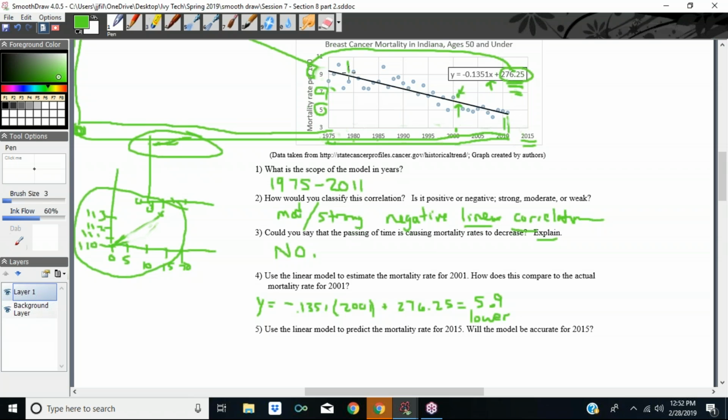If we looked at the value right here for 1979, and we put 1979 in the equation, we would get a higher value than the actual because the actual is lower than the line. And it says use the linear model to predict the rate for 2015, and will the model be accurate? So let's predict it for 2015, and then we'll answer the second part of this.